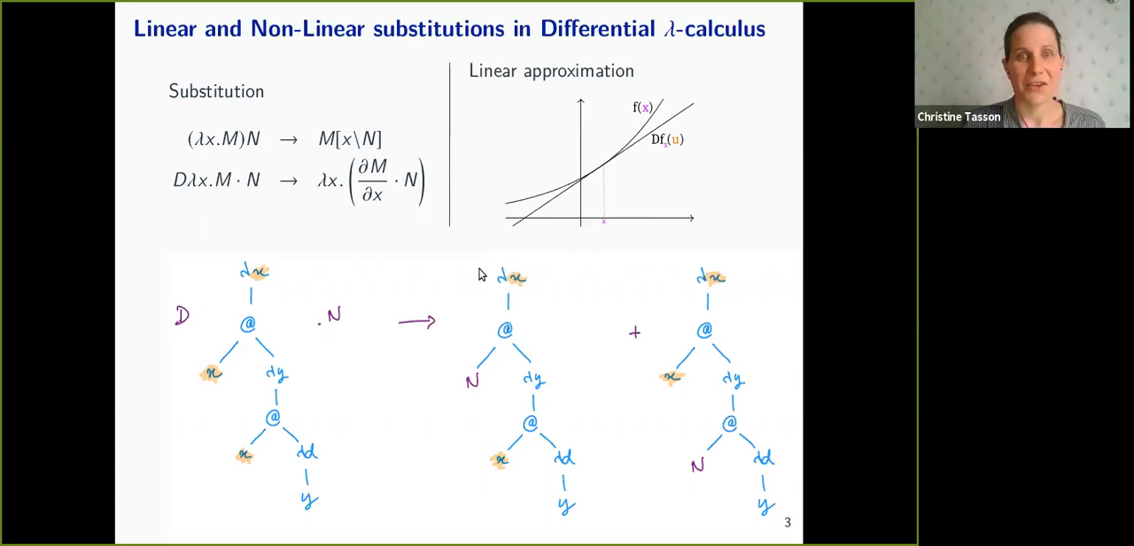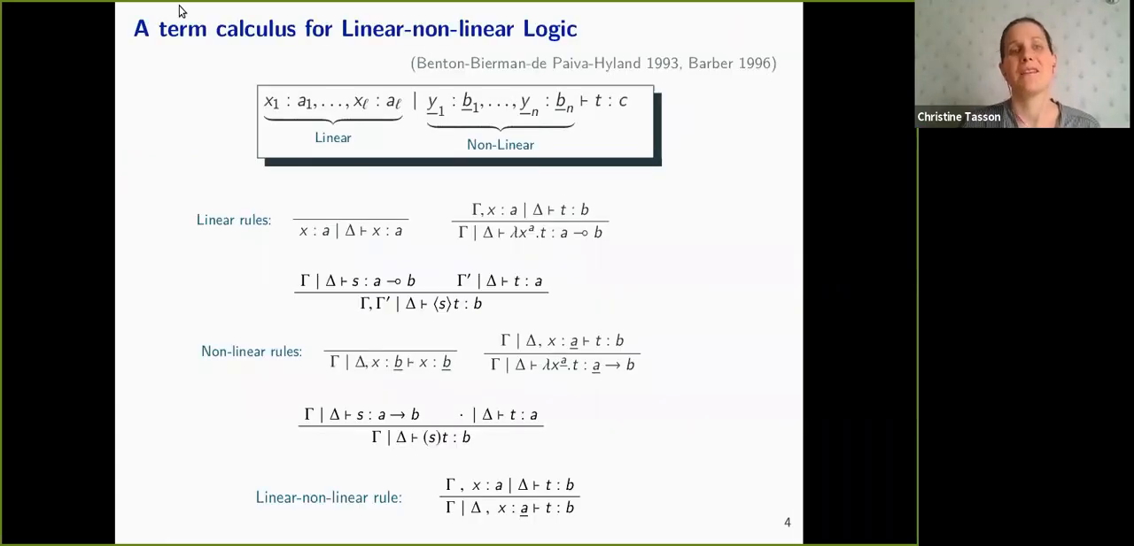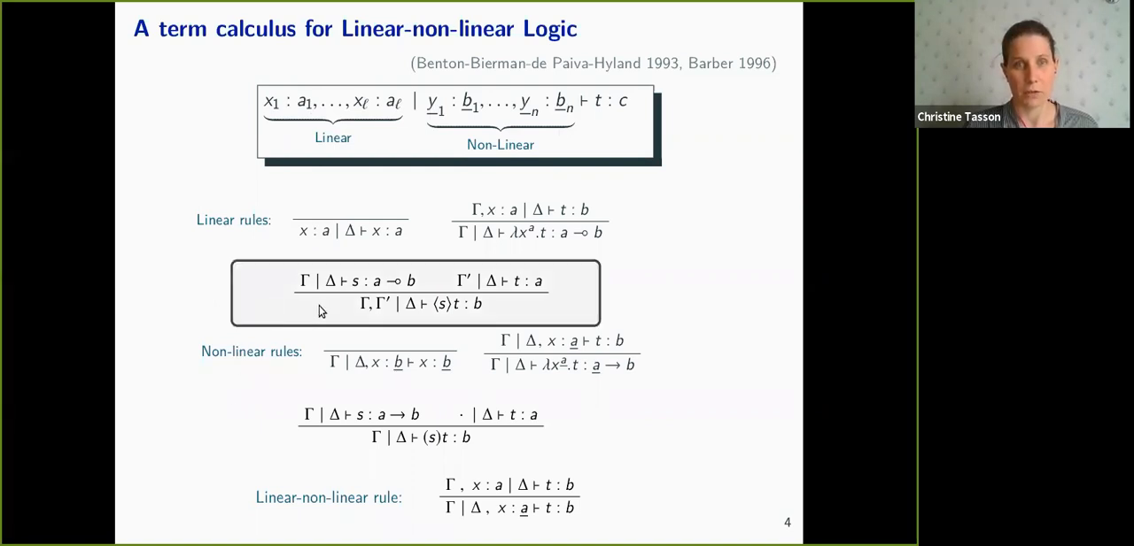So I can go further and present you my simply typed linear nonlinear calculus. So here I have type judgment with two kinds of context: linear types here and nonlinear ones here. The linear types are the typing variables that will be used only once in the reduction, and the nonlinear types are for the variables that can be either erased or duplicated. For the rules of this type system, I have two kinds of rules, the linear ones and the nonlinear ones. We can have a look at this one, for instance. So I have S, which is a function.